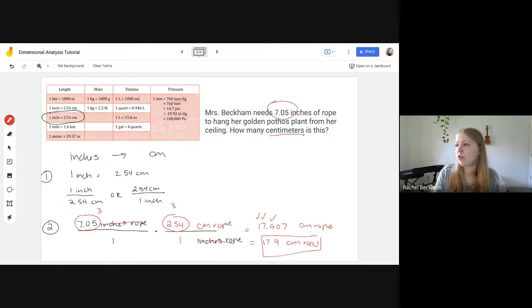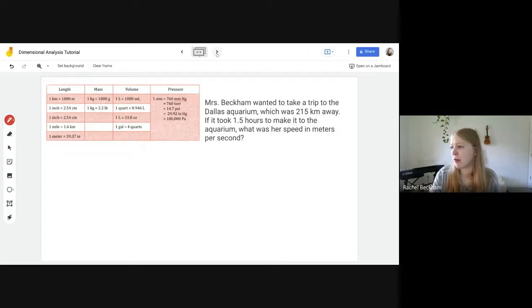Okay, now let's try one last problem here. It says, Miss Beckham wanted to take a trip to the Dallas Aquarium, which is 215 kilometers away. If it took 1.5 hours to make it to the aquarium, what was her speed in meters per second? Okay, so this is kind of like a twofold. We're starting off with 2 things. We are starting off with kilometers, and we're starting off with 1.5 hours. We're starting off with 2 pieces of information.